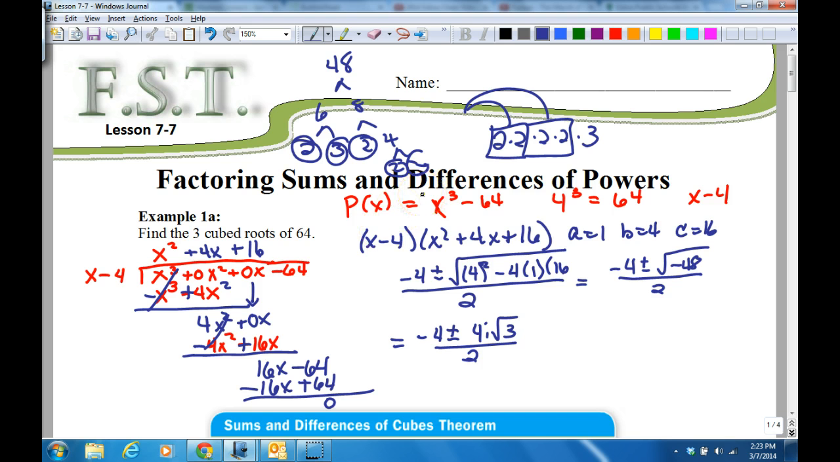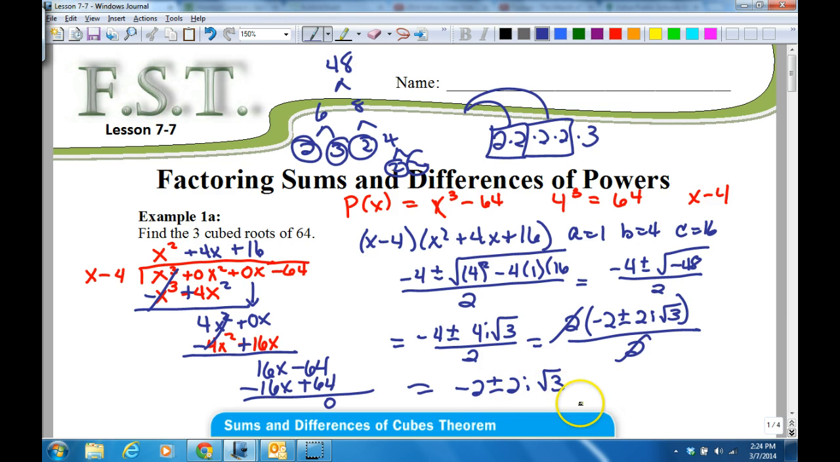Okay, so now on the top, I can take a 2 out. So I'm left with negative 2 plus or minus 2i square root of 3, over 2. And guess what happens to my 2's there? So I'm just left with negative 2 plus or minus 2i square root of 3. Okay, so that's my other two factors, this one and the x minus 4.